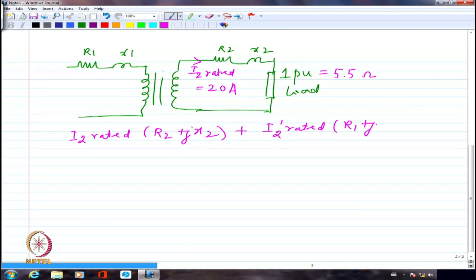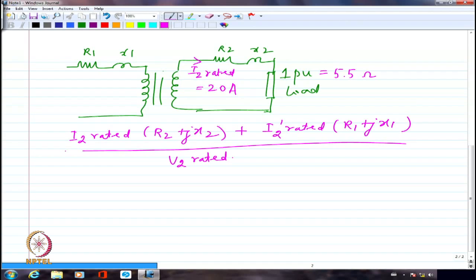Now this divided by, if I am looking at the whole thing from the secondary side, V2 rated. This is what is regulation. For me, this is what is regulation, so I can call this voltage regulation. The voltage regulation is essentially defined like this. What I am looking at is the current that is being taken from the secondary side directly multiplied by the secondary impedances, and the current translated into the primary side, I have to write of course R1 plus jX1 dash. So, I have to translate everything to the secondary side now because I am talking about everything from the secondary side viewpoint, right?